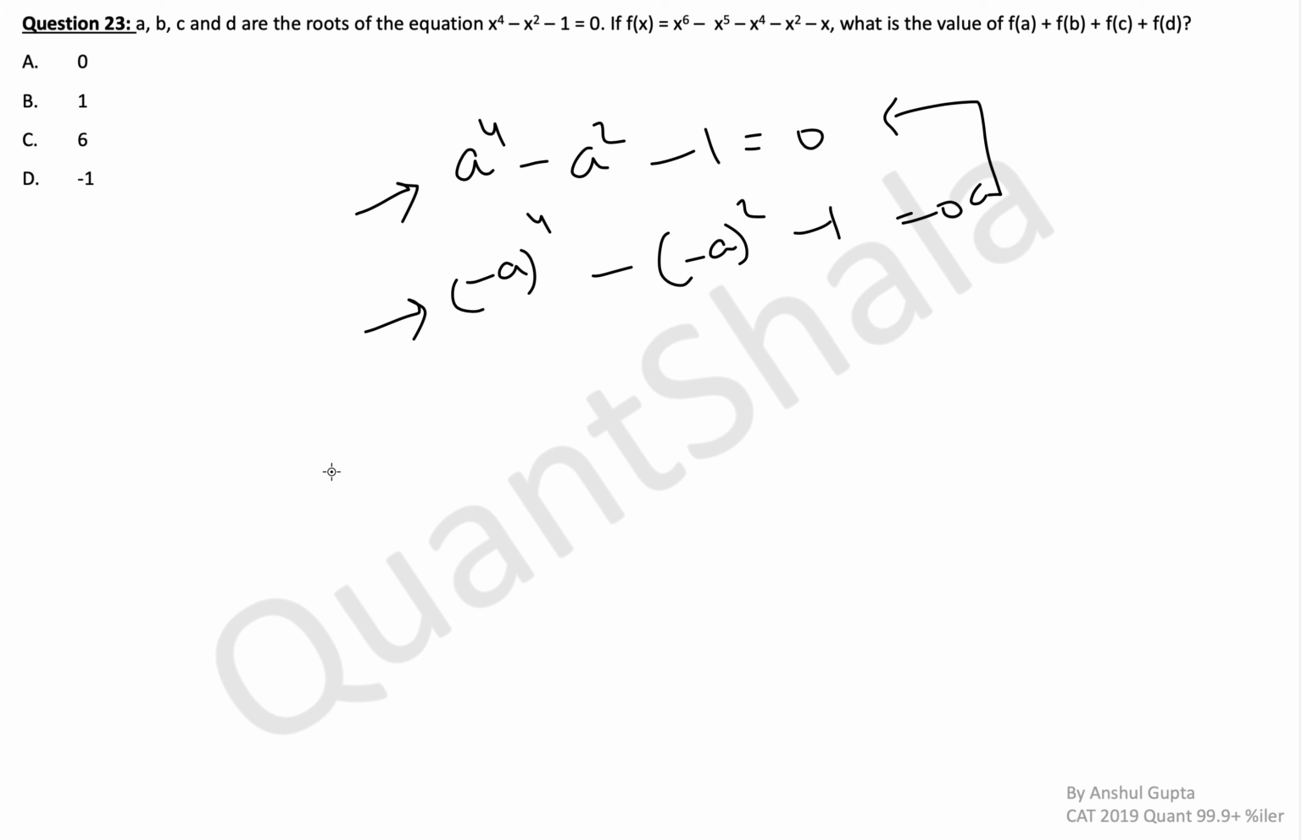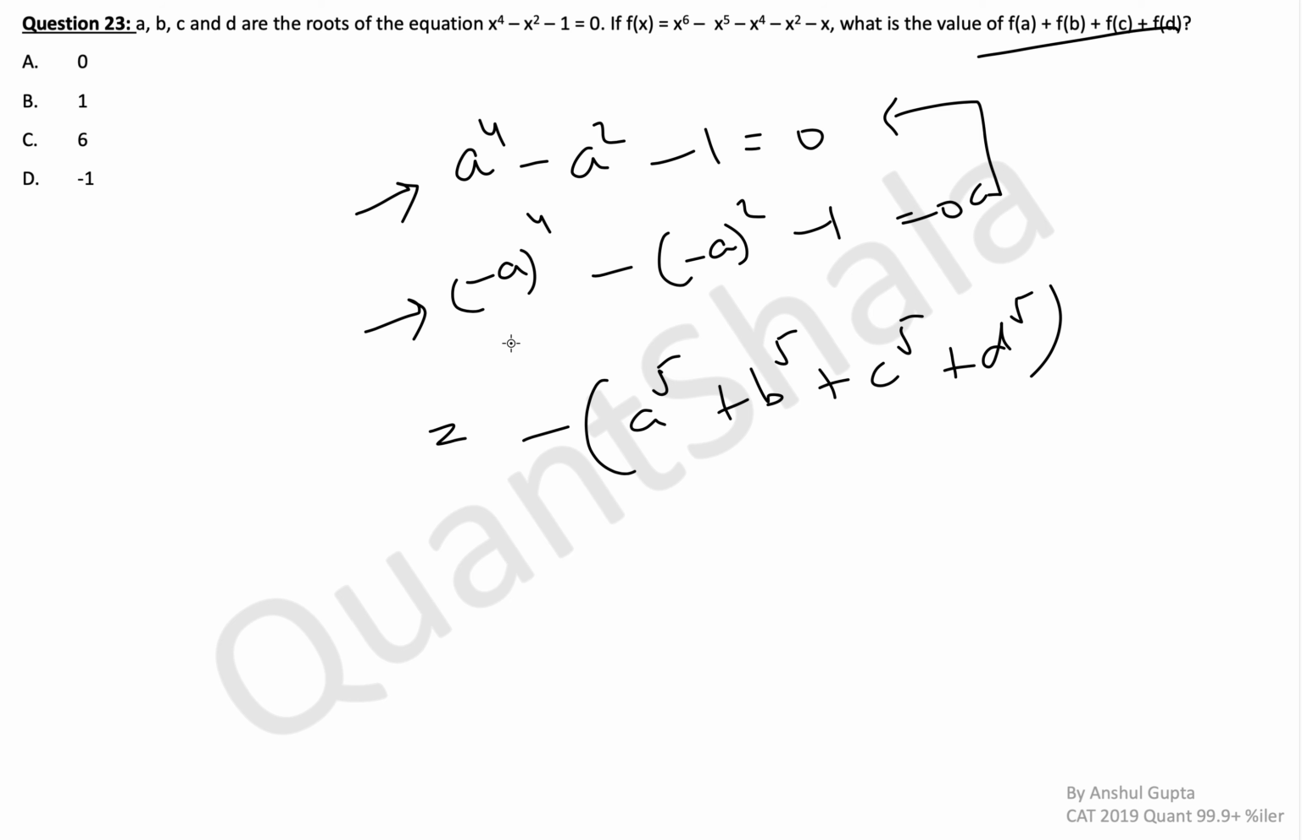Okay, so what we were left with was, this thing was coming equal to minus of a^5 plus b^5 plus c^5 plus d^5. Now if a is a root, minus a is also a root. So minus a can be anything from these. So we can take any pairs. Okay, let's say c is minus a and d is minus b. Okay, so what do you get?